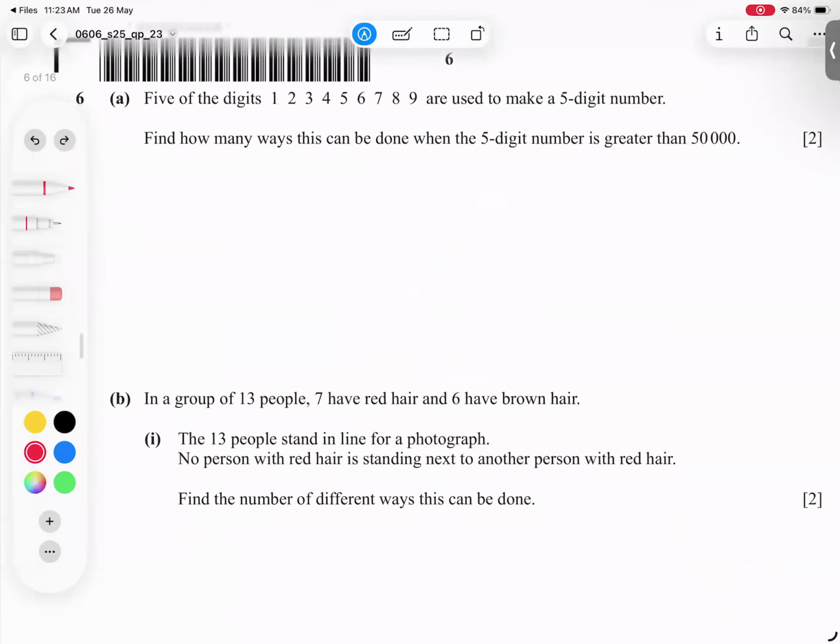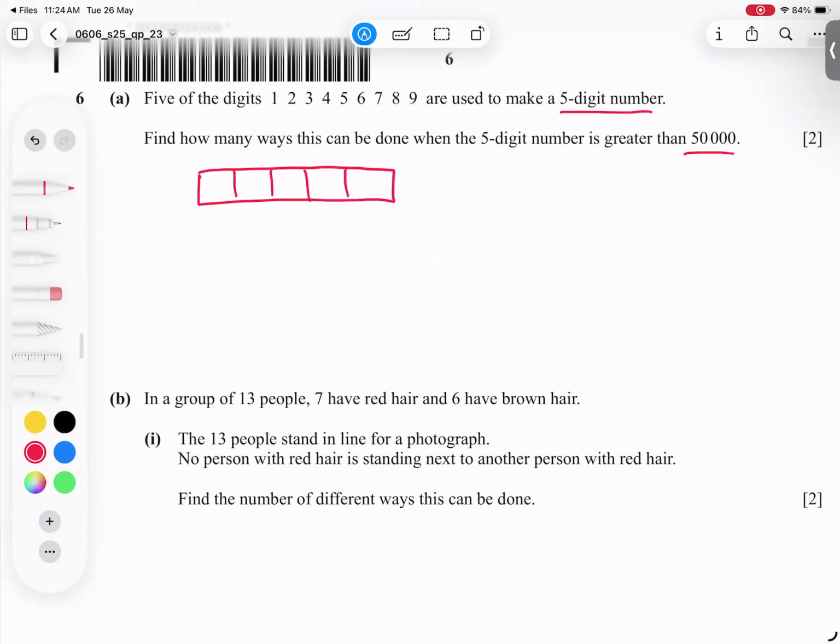We have the digits 1, 2, 3, 4, 5, 6, 7, 8, and 9. So make a 5-digit number. The 5-digit number is my main job. How many ways can this be done, if the number is greater than 50,000? I will do it by the box method. So 5 digits we need: 1, 2, 3, 4, 5.